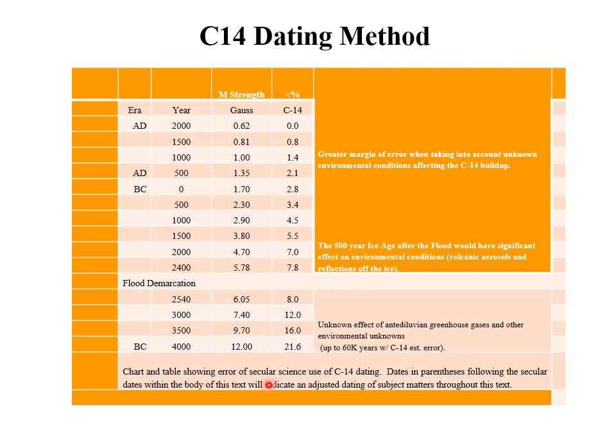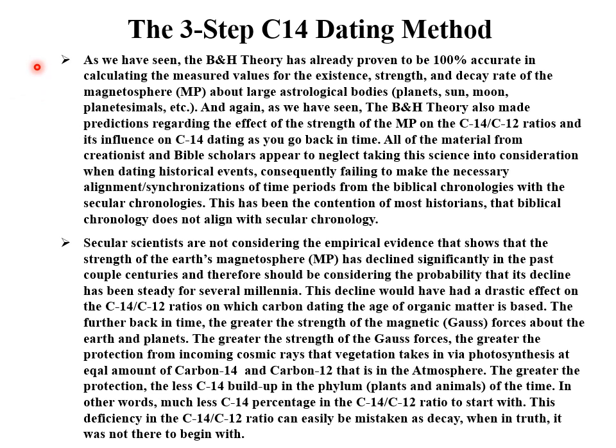This is a chart and table showing the error of secular science using carbon-14 dating. Dates in parentheses in my book indicate an adjusted date of the subject matter. Okay. So, as we have seen, the B&H theory has already proved to be 100% accurate in calculating the measured values for the existence, strength, and decay rate of the magnetosphere about large astronomical bodies: the planets, sun, moon, planetesimals. And again, as we have seen, the B&H theory also made predictions regarding the effect of the strength of the magnetosphere on the carbon-14, carbon-12 ratios and its influence on C14 dating as you go back in time.